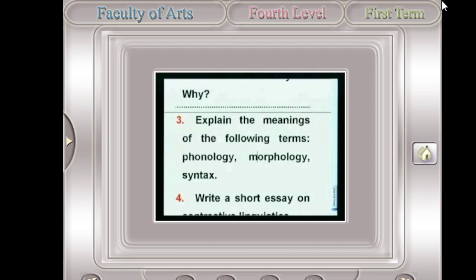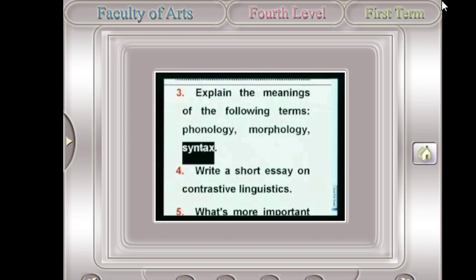But before we start reading any part in the book, we need to know what phonology is, at least as a term, studying the sounds of the language, as consonants, vowels, and stress, and so on. Morphology, studying the words and parts of words. And syntax, studying the grammar of the language.